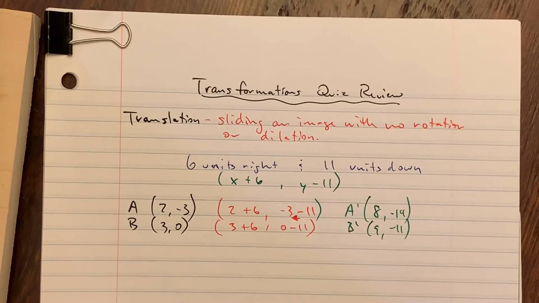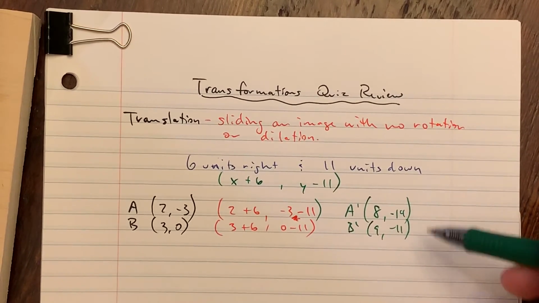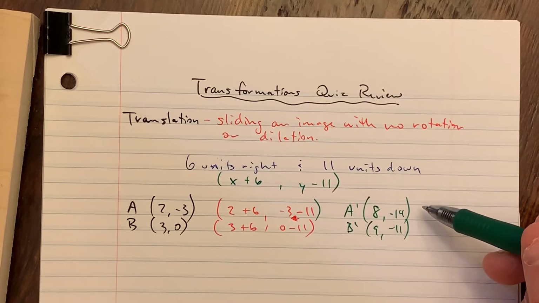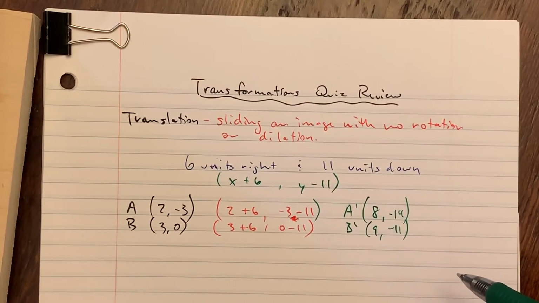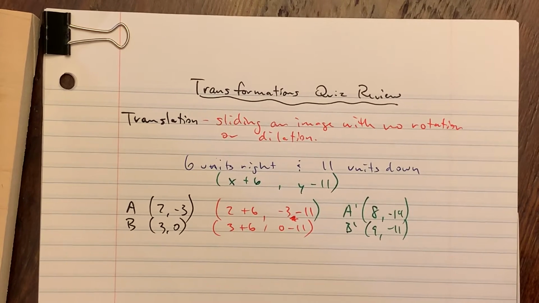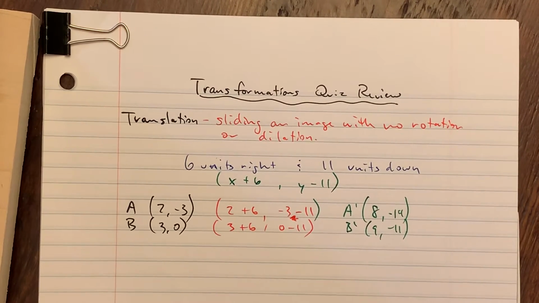The primes are important. If I were to do something else to this, like reflect it, then it'd be A double prime, so I'd have 2 of these apostrophes. B double prime. Kind of confusing, but that's the rules though.